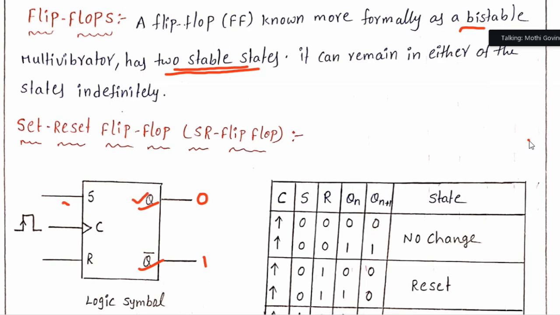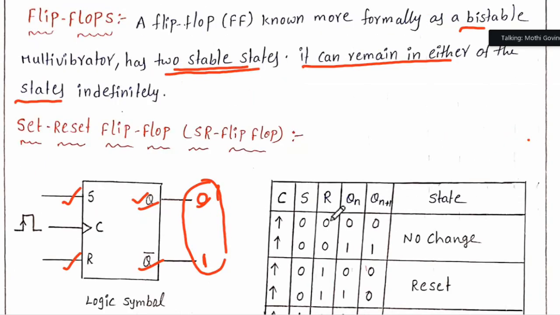Bistable means two states. One is the set state and the other is the reset state. Outputs are Q and Q bar. If Q equals 0, Q bar equals 1. So this flip-flop always remains in the same state until you give the next input. If you give the next input, it changes into the next state. If you are not giving any input, the flip-flop remains in the same state. It can remain in either of the states indefinitely, until you give the next input.